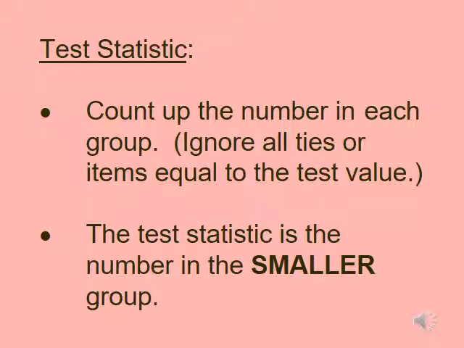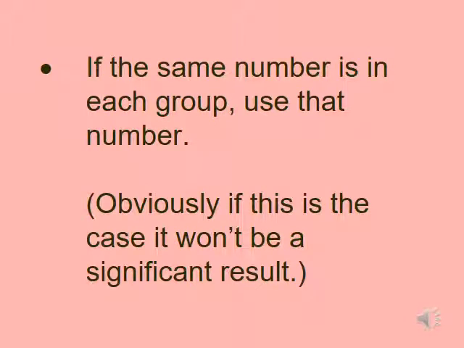To figure out what we compare to that, I count up the number in each of the groups. And again, I ignore anything that's tied or equal to a test value. The test statistic is always just the smaller group. So if I had 5 girls and 7 boys, 5 would be my smaller group. That's my test statistic. Whatever one's smaller, that's what you go with. Now, sometimes people ask, what if they're the same? Well, if they're the same, just use whatever number that is. Like if I had 6 boys and 6 girls, I'd use 6.